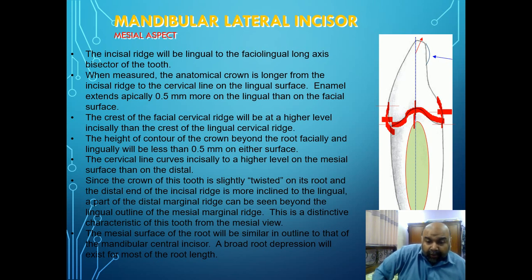And another very important feature, and one of the distinguishing and identifying features of mandibular lateral incisor, is that you can actually view a little part of the distal aspect. You can actually see the lingual fossa as well from the mesial aspect, and this is all because of the distolingual twist. The incisal edge is tilted distally and lingually, and because of the distolingual twist, you can actually view a little part of the lingual surface as well as the distal marginal ridge.